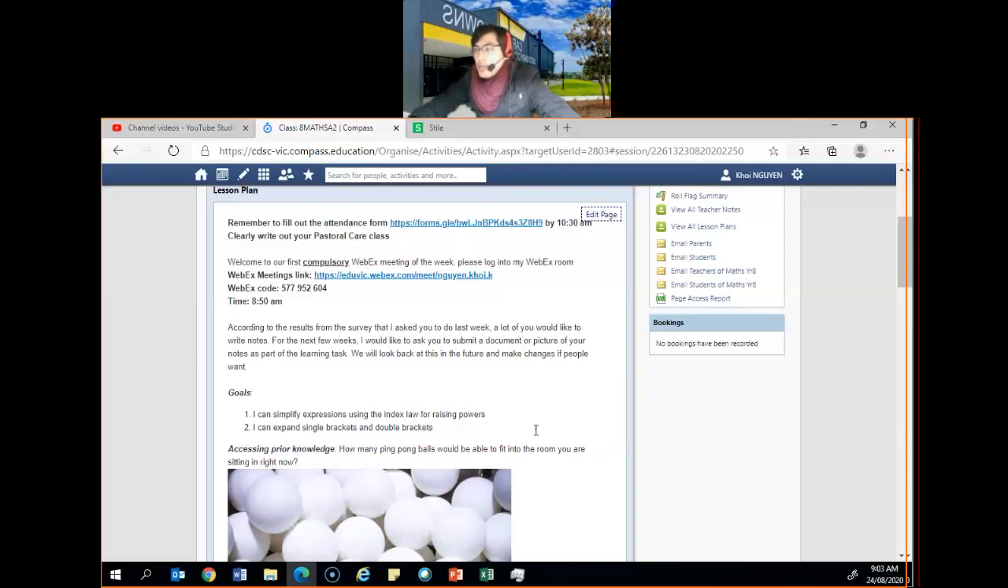I do include in the questions something for the people who just want to work on the Year 8 skill. We have done single brackets before, that's Year 8, so if you want, you can focus on that. And double brackets would be for those who would like to extend themselves and do a bit of Year 9.